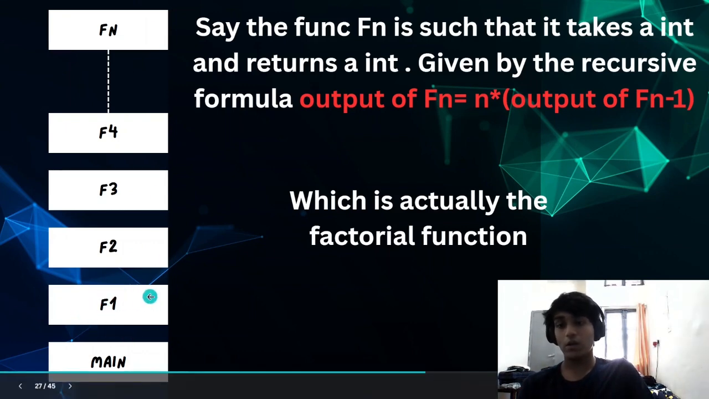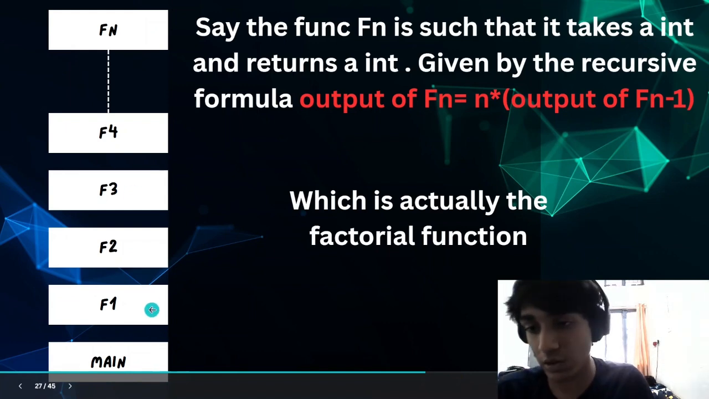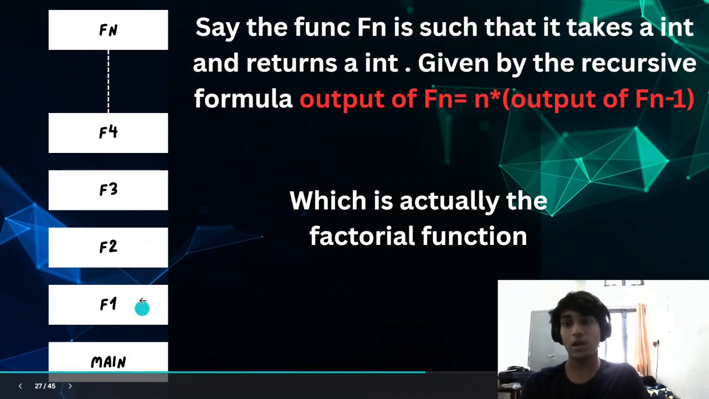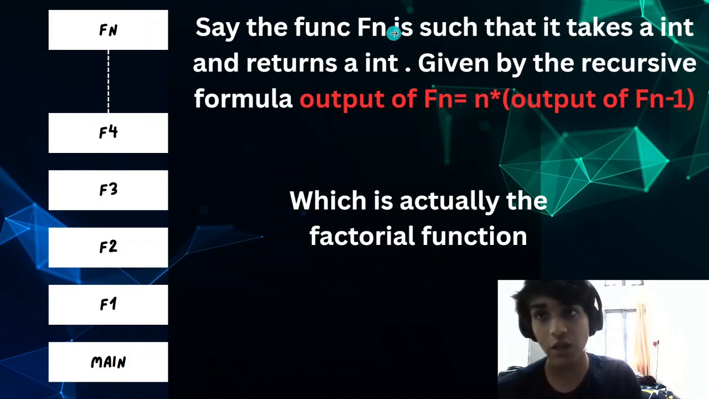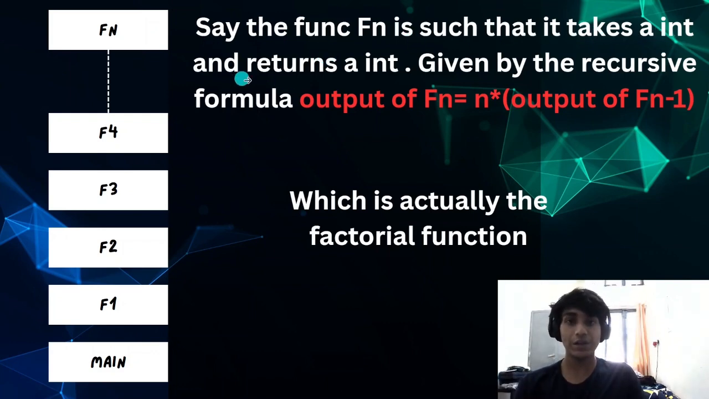So basically, they're stacked in a way you can imagine it like this. They're stacked vertically upwards, and the topmost one executes first. It returns first. That's what I'm trying to say. Let's say the function fn is such that it takes an integer and returns an integer, given by the recursive formula: output of fn is n times output of fn minus 1. And actually, this is the factorial function.